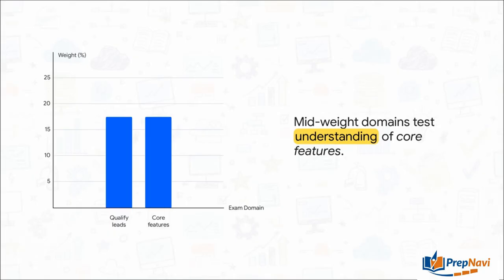Moving down, we have two midweight domains, each sitting around 15 to 20%. Qualifying and prioritizing leads by using AI, and configuring Dynamics 365 Sales core features for AI. For the core features, you absolutely must know how to set up mailboxes, configure the timeline, and evaluate options for data import and export. On the lead qualification side, you need a really deep understanding of the sales qualification agent.